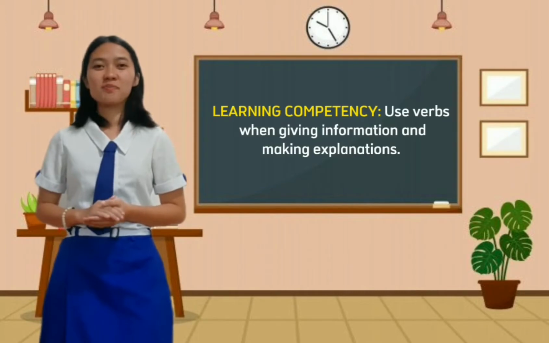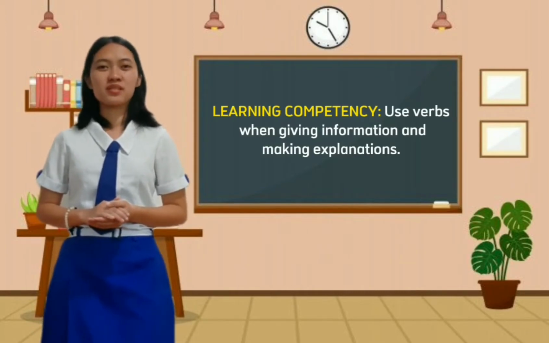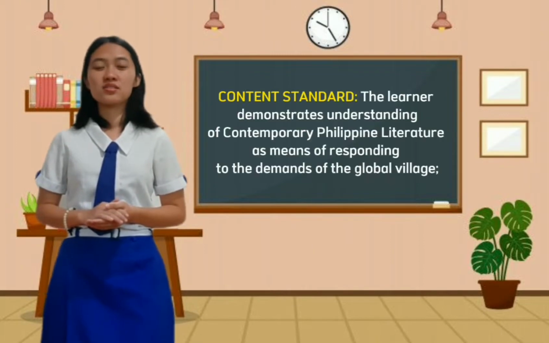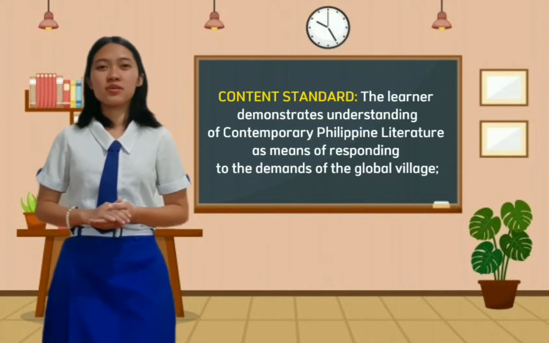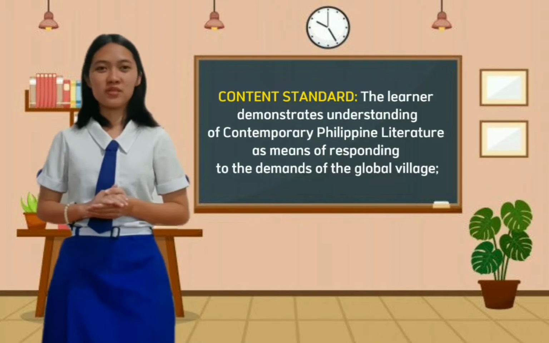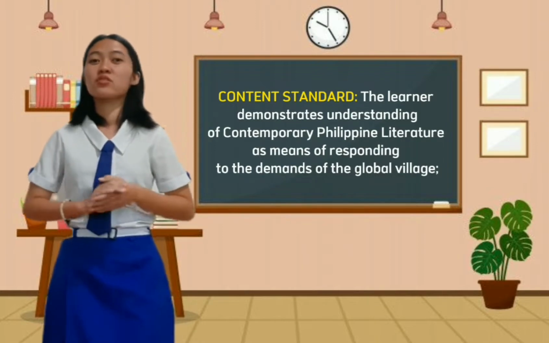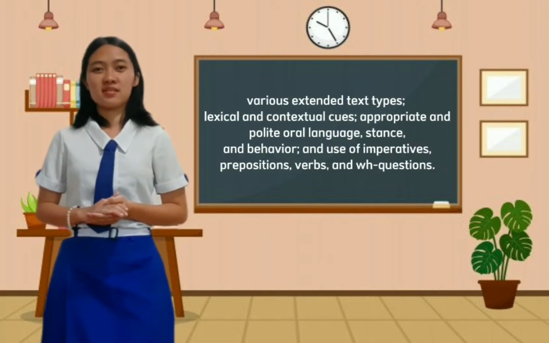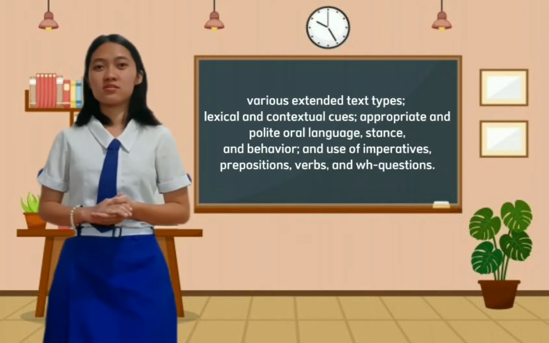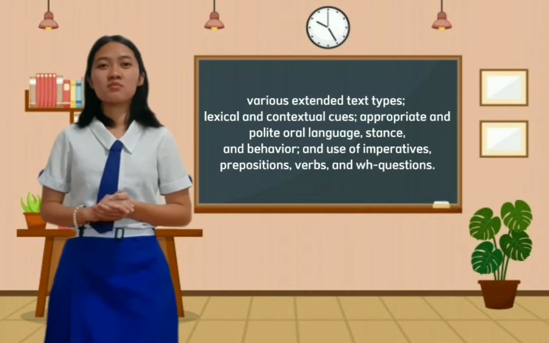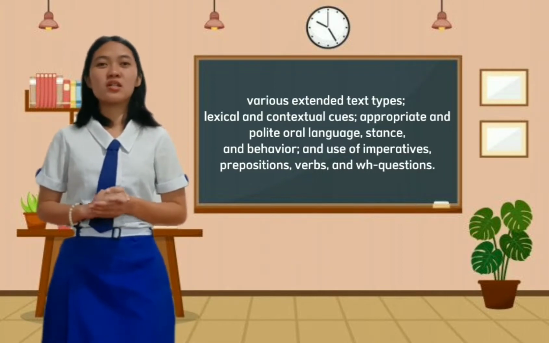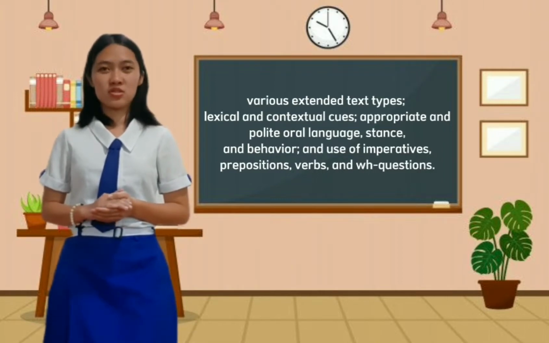Second, learning competency: use verbs when giving information and making explanations. And its content standard: the learner demonstrates understanding of contemporary Philippine literature as a means of corresponding to the demands of the global village, various extended text types, lexical and contextual cues, appropriate and polite oral language, stance and behavior, and use of imperatives, prepositions, verbs, and WH questions.